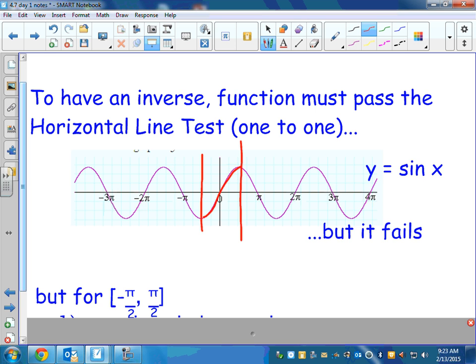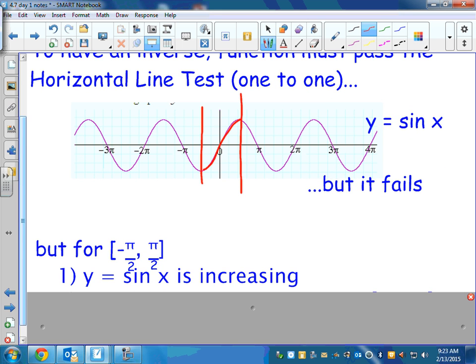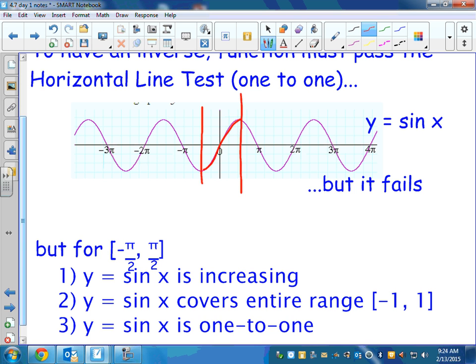Why do they pick that section? One, does that section pass the horizontal line test? Yes, there's lots of sections, so why do they pick this? Here's some other reasons. It has to be, I think they call it monotonic, which means that it's strictly increasing or strictly decreasing. And do you agree that from negative pi halves to pi halves, this graph is increasing the whole time? Yes, that's good. It also covers the entire range from negative 1 to 1, from negative pi halves to pi halves. And the big one, it passes the horizontal line test.